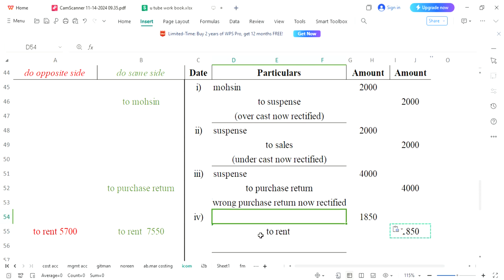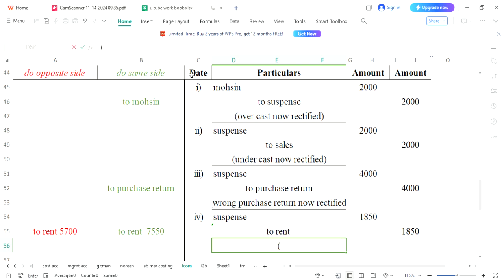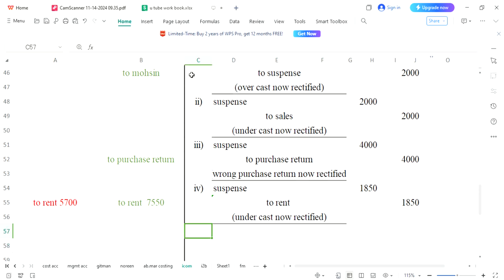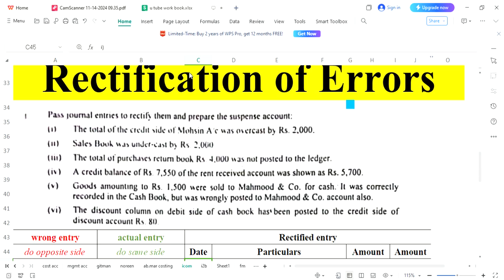And since there was only one mistake, in rent, that has been rectified. Nothing has been left to be written on the debit side. So for that purpose, we are going to write suspense on the debit side. You may write the narration. It was undercast, so you will write undercast, now rectified. Four entries are completed. Now let's see what the fifth entry is saying to us. Goods amounting to rupees 1500 were sold to Mahmood for cash. Please note it down.